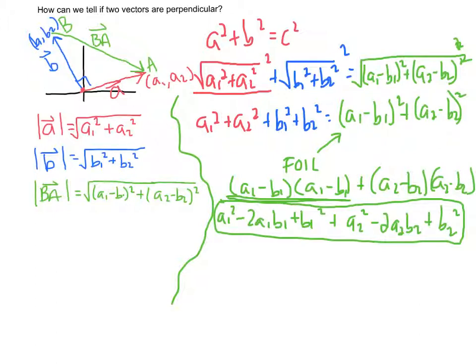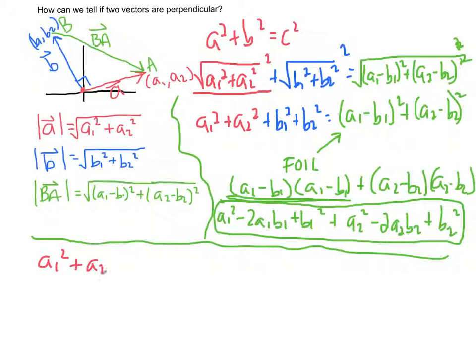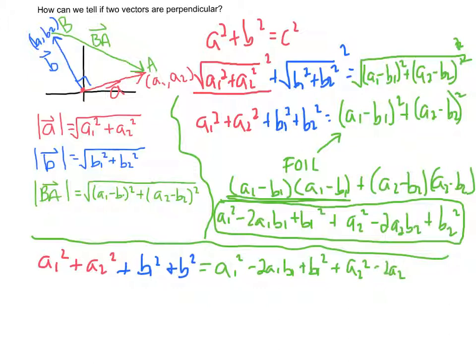So I'm going to rewrite this equation. I'm going to give myself some room down here, and I'll color code it so you can kind of see where I'm going. So we've got a1 squared plus a2 squared plus b1 squared plus b2 squared equals, and then this green stuff, so a1 squared minus 2a1 b1 plus b1 squared plus a2 squared minus 2a2 b2 plus b2 squared.